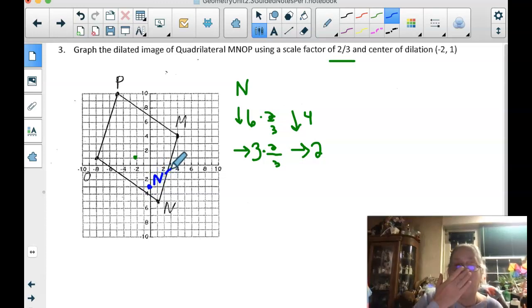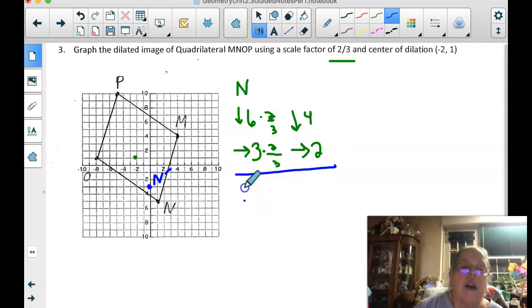Okay, everybody with me so far? Now let's try M. Let me draw a line. We're going to try M. So how am I getting from my center of dilation to point M? I'm going up. 1, 2, 3, 4.